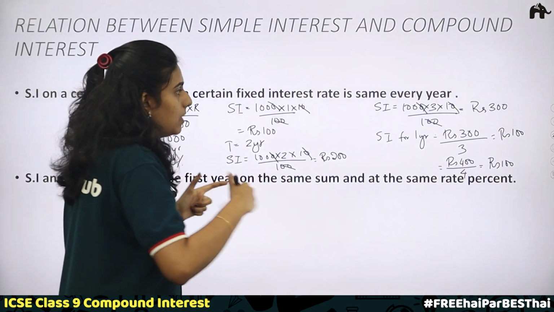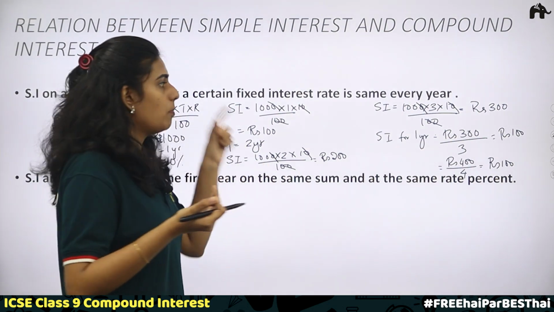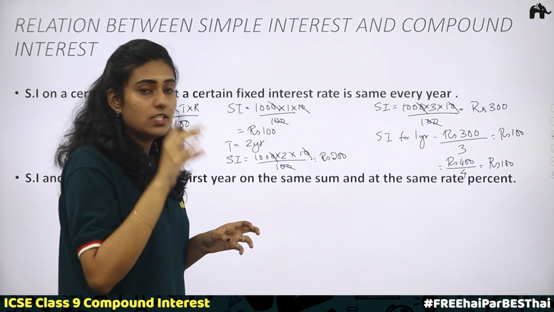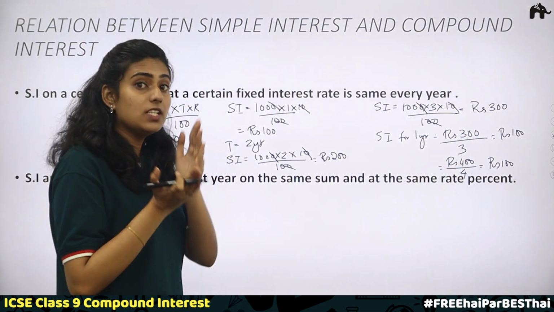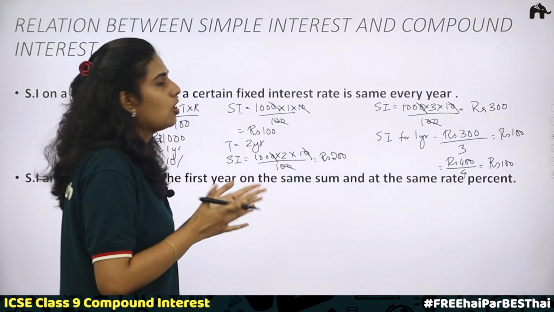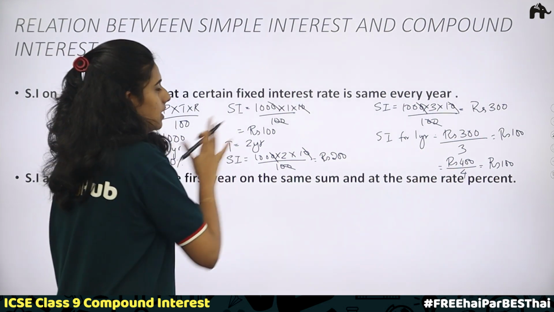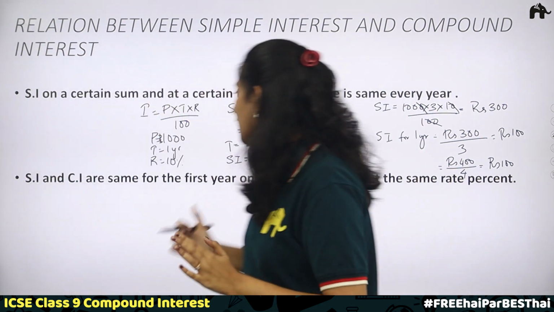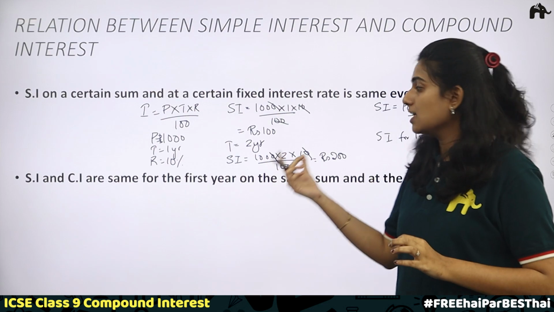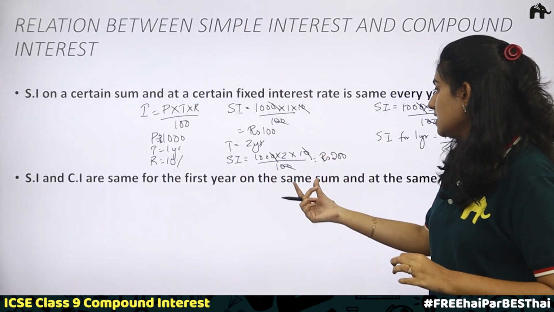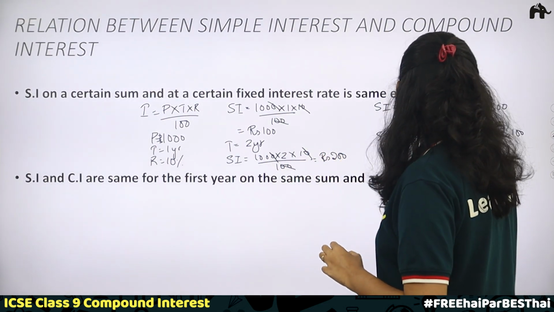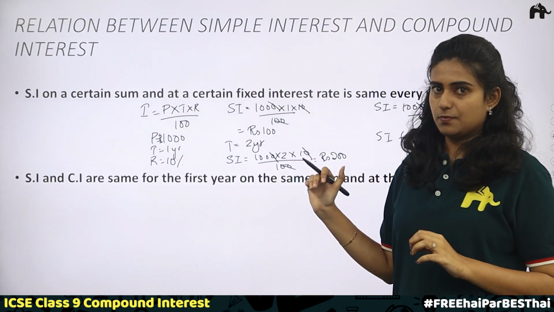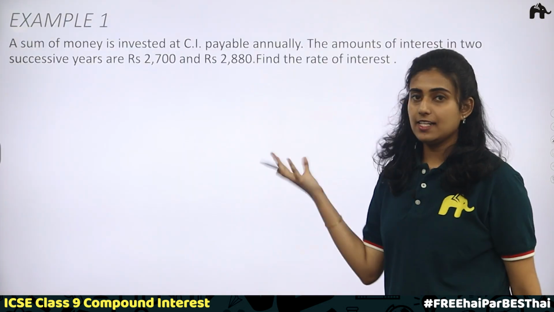Compound interest, what is happening? It is increasing. The compound interest for the second year will be greater than the compound interest for the first year. But this is not the case with simple interest. Simple interest and compound interest are the same for the first year on the same sum and at the same rate percentage. Understood? Let us take an example.